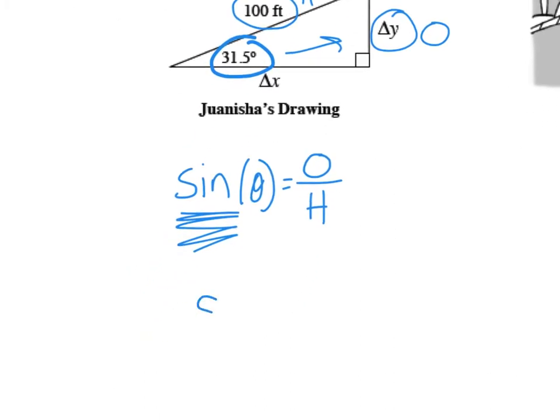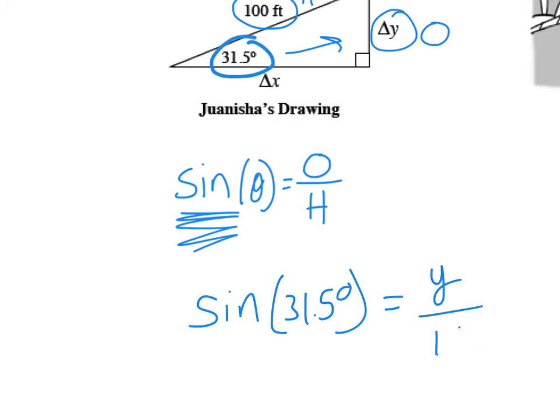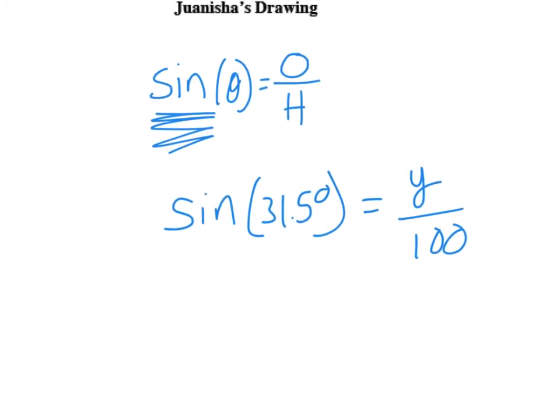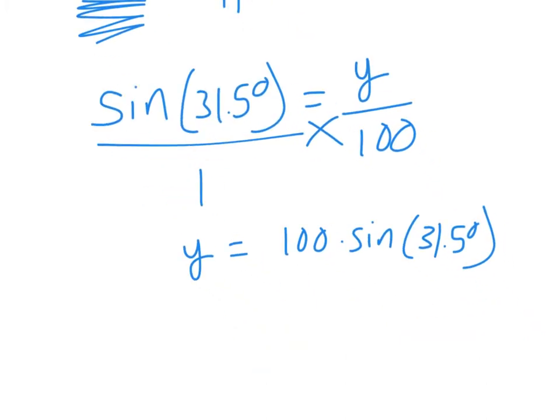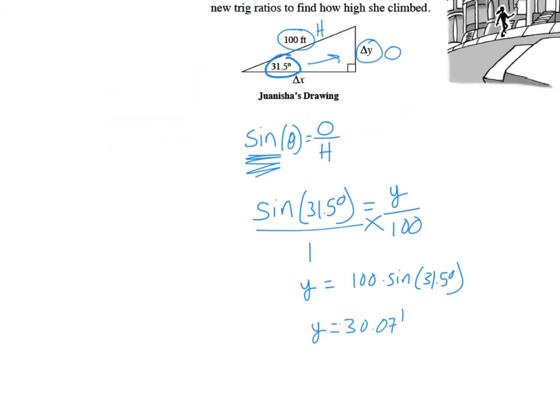So as I set up an equation to solve for that, I'm going to use the sine of 31.5 degrees is going to be equal to the opposite length, which I don't know, y, divided by the hypotenuse, which is 100. And so I'm going to put this over 1 and multiply across. And in doing so, I'm going to get y equal to 100 times the sine of 31.5 degrees, which then y is going to be equal to roughly 30.07 feet. So she climbed 30.07 feet vertically from where she started.